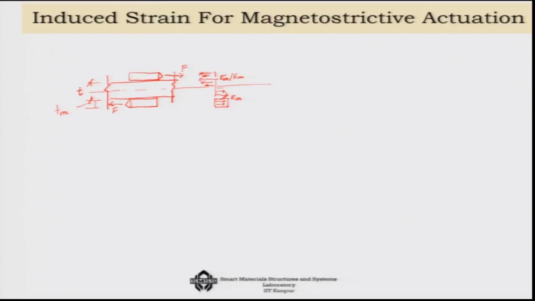Now, if I try to do a force balance in the system, what is the internal moment resistance that is happening in the system? Well, we can use the simple bending relationship, which tells us that M by I for the beam equals sigma m, which is the maximum stress, divided by T by 2. This is occurring at this particular point. So, it is T by 2.